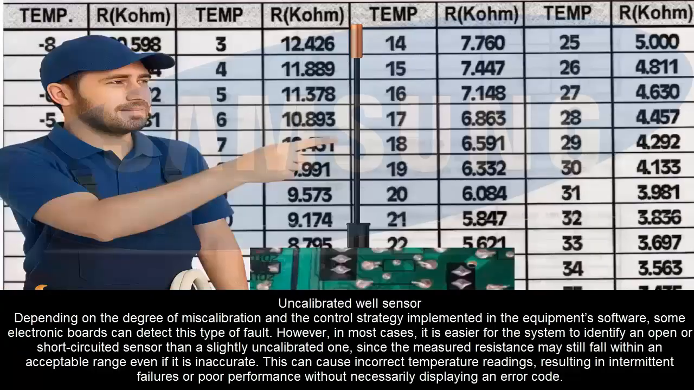Uncalibrated well sensor. Depending on the degree of miscalibration and the control strategy implemented in the equipment software, some electronic boards can detect this type of fault. However, in most cases, it is easier for the system to identify an open or short-circuited sensor than a slightly uncalibrated one, since the measured resistance may still fall within an acceptable range even if it is inaccurate. This can cause incorrect temperature readings, resulting in intermittent failures or poor performance without necessarily displaying an error code.